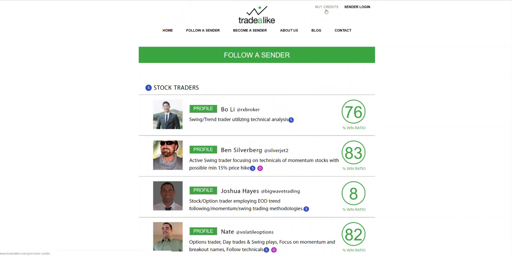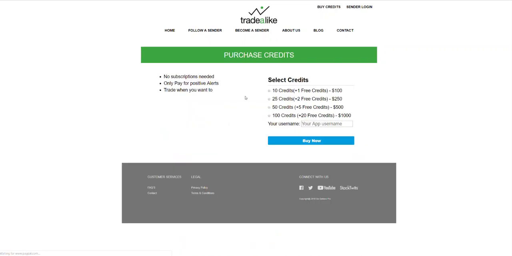And one quick thing that I wanted to highlight was that if you click on this buy credits button, it takes you to this page where you can buy credits from the website. You don't have to buy it from within the app itself. And actually, if you do it from here, you can earn some free credits.